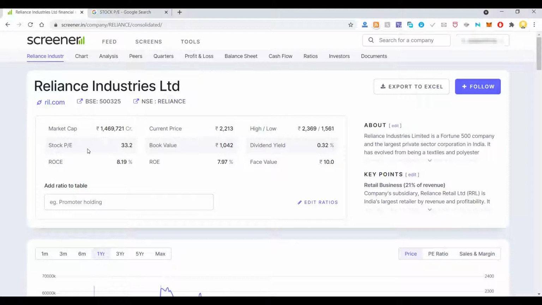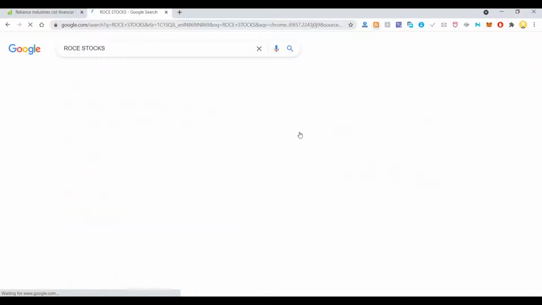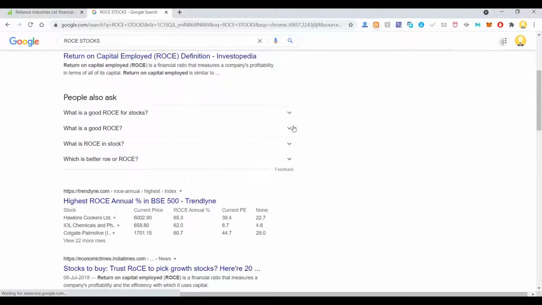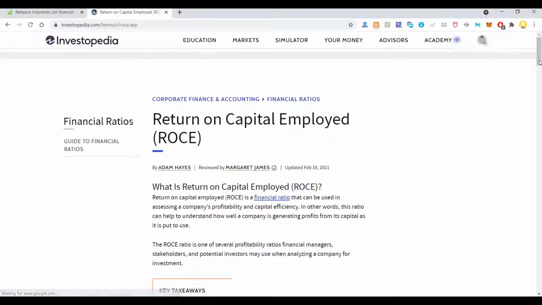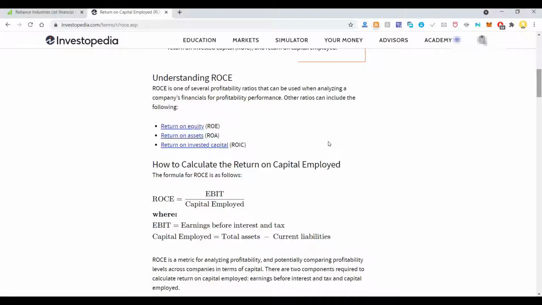So that is stock P/E, and what you see next is ROCE, return on capital employed. It is again a technical term seen in the stock market, where we see the net profit divided by the total capital employed. Sorry, it's not that, it's earnings before interest and tax divided by the capital employed. So that is your ROCE.